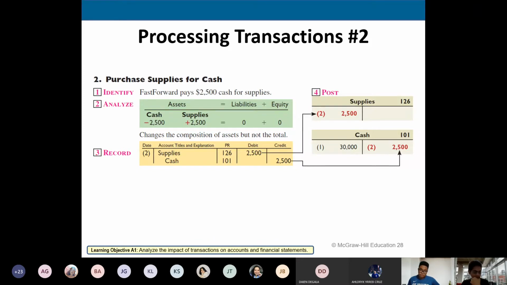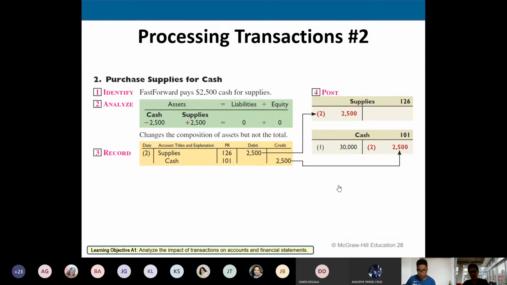Pag binayaran mo yung utang mo, assuming yung sinabi ni Aldrich Cruz kanina, debit supplies, credit accounts payable. Pag binayaran mo ang accounts payable mo, come the due date, ang entry natin would be debit accounts payable, di ba? Based from our rules on debits and credits. Tama? And credit cash kasi nabawasan yung cash mo. Okay? You get it? May problem ba?